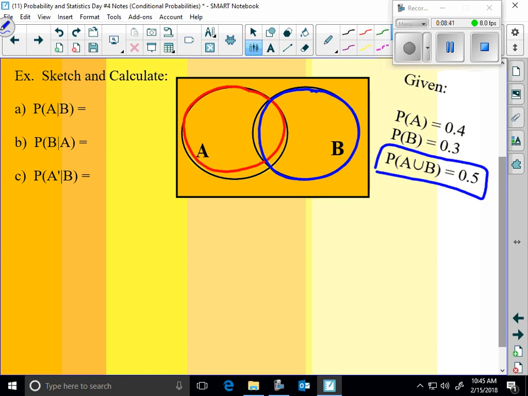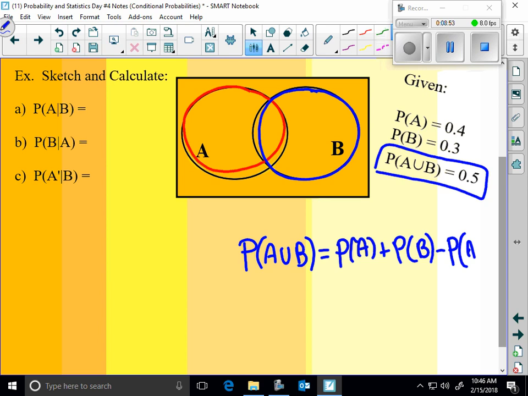So the probability of A or B, I don't want to get too wordy here, is going to be the probability of A plus the probability of B minus the probability of both happening. Why? Because I don't want to count it twice. You with me? Okay. So if I want to find A and B, this right here, I could take these values for A, which is 0.4, and B, which is 0.3, and A or B, which is 0.5, and I could find this unknown.